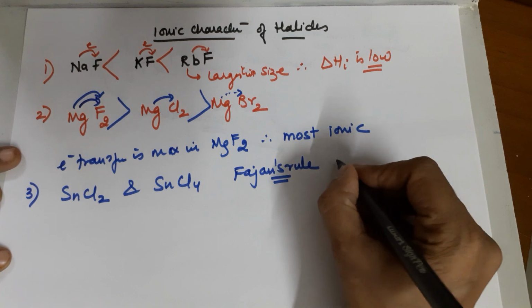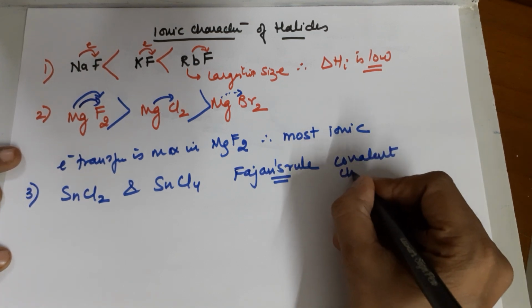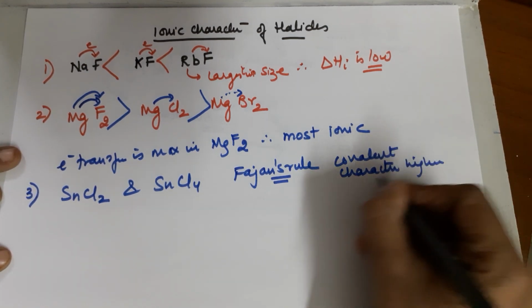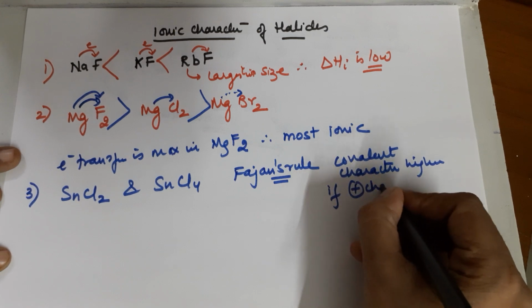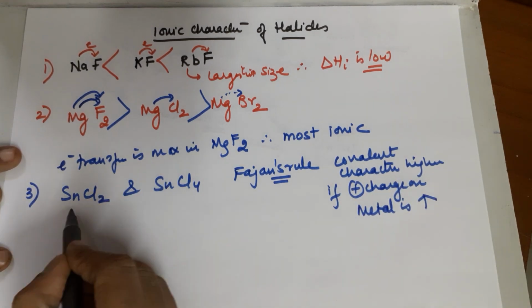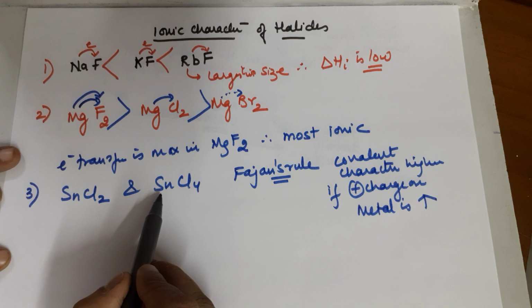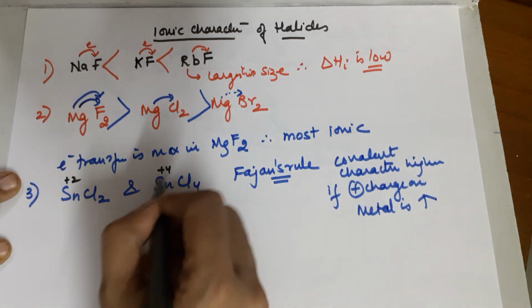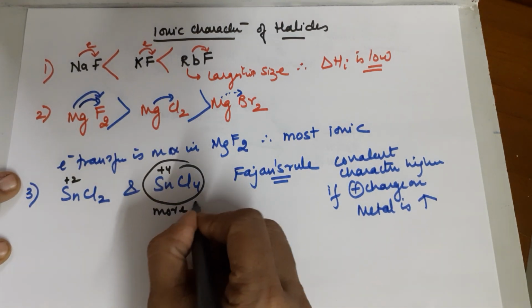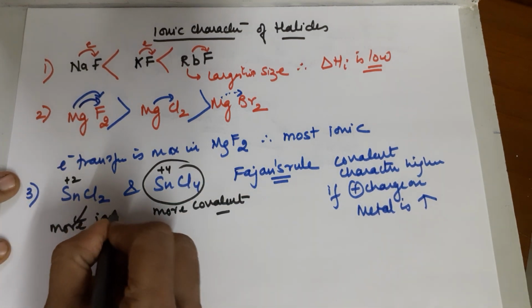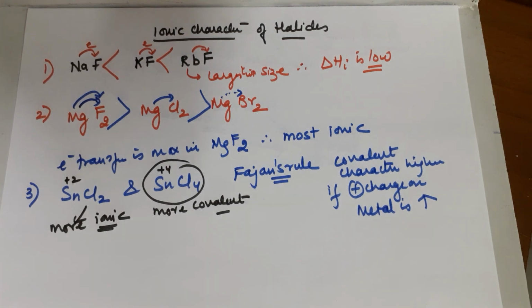Now according to Fajan's rule, covalent character is higher if the positive charge on the metal is higher. Now out of these two, in this case tin has a +4 oxidation state, while in this case tin has a +2 oxidation state. So whenever there is a higher positive charge, this becomes more covalent. So this is more ionic. Is that fine?